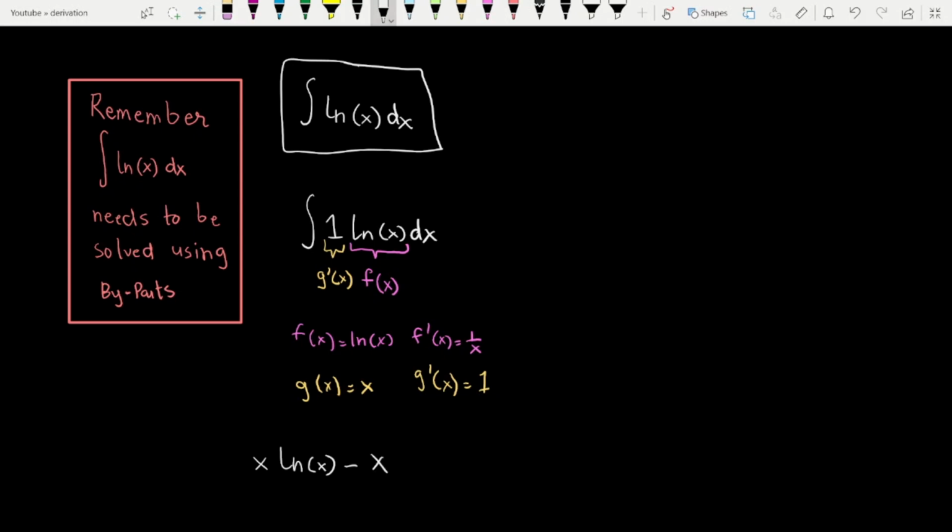And of course, since you've completed it, don't forget your plus c at the end, because this thing over here was an indefinite integral. It didn't have limits on it, so don't forget that plus c. And this is going to be your final answer. So this is how you integrate ln's.